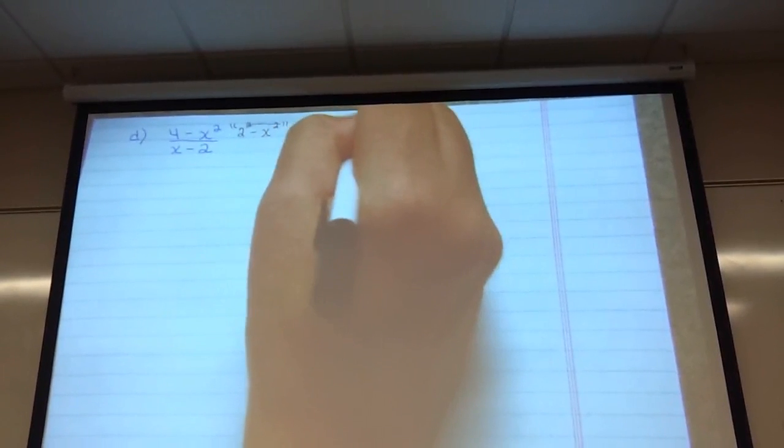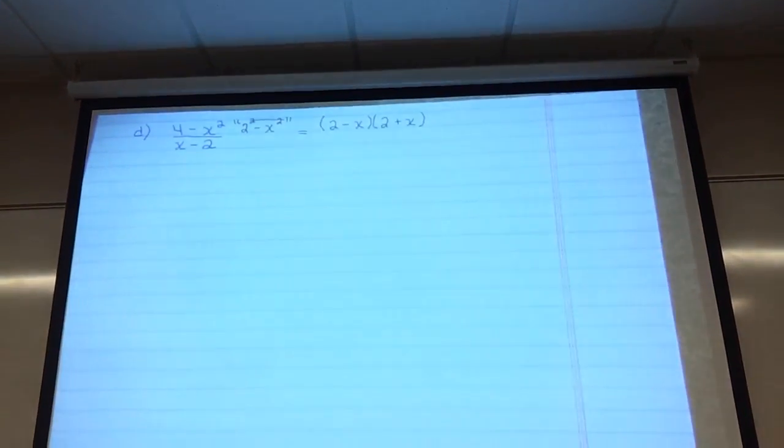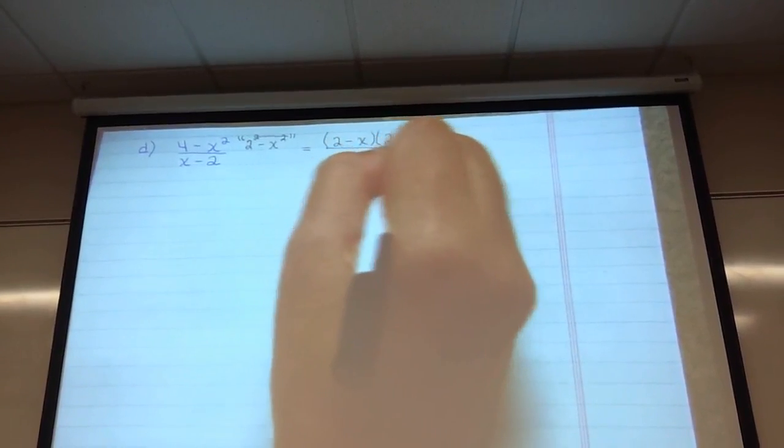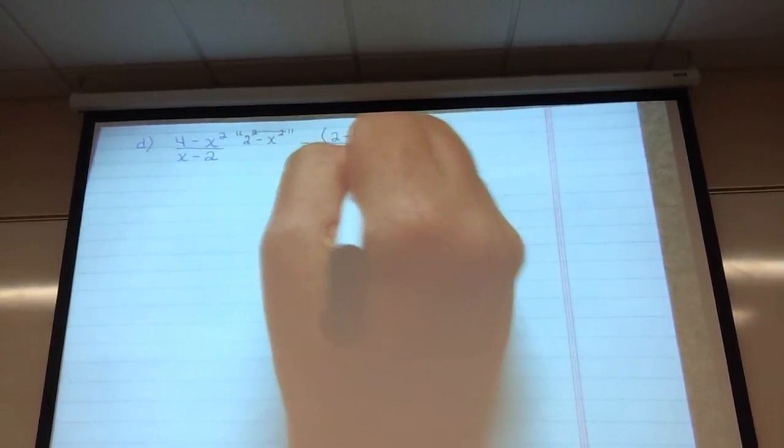Squares are going to cancel. What are you left with? 2 minus x. 2 plus x. All right, so that's the top, difference of squares. On the bottom, how do you factor x minus 2? It just stays the same. And then you can cancel, can't you?